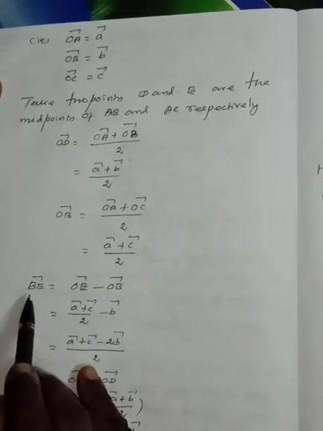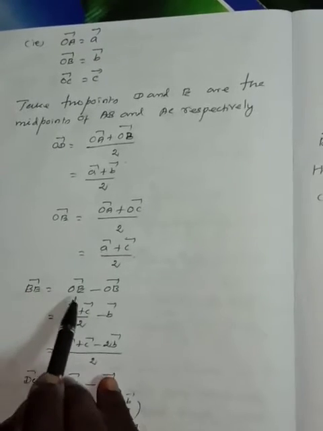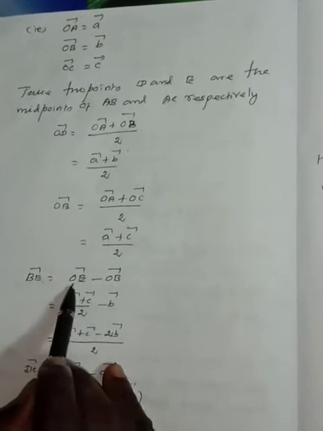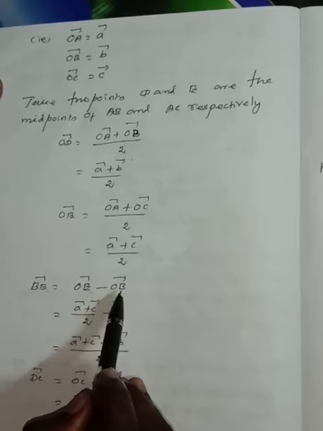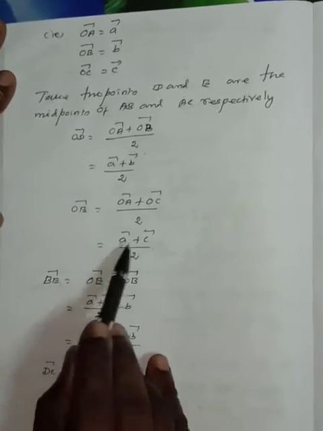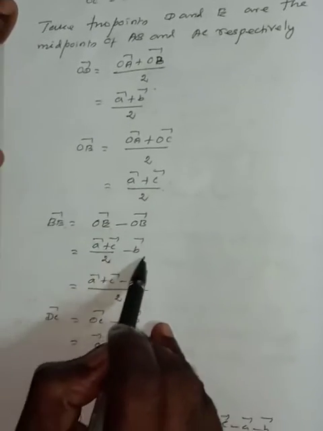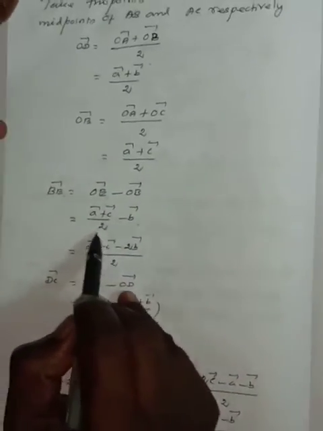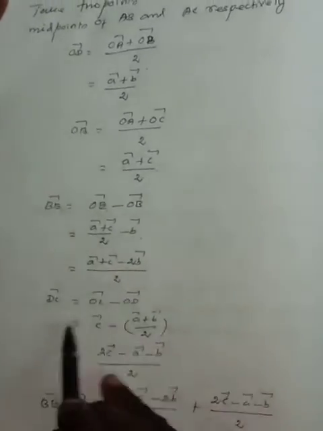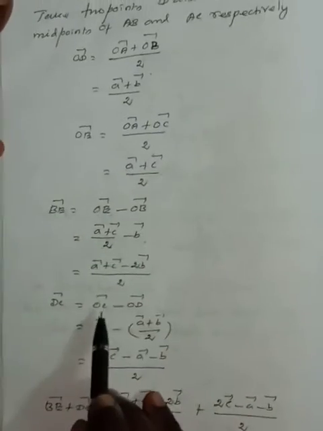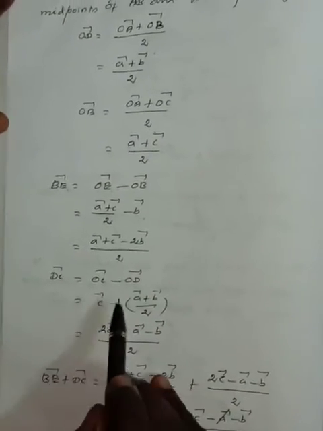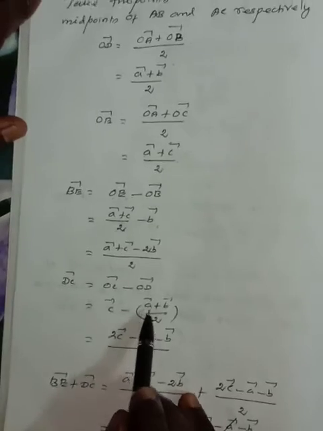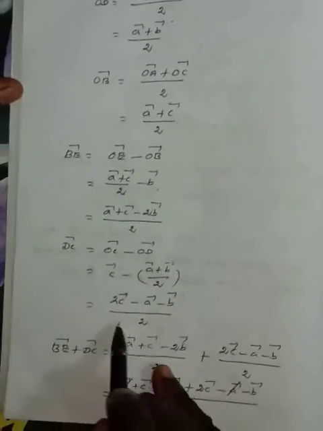Now BE vector is equal to OE vector minus OB vector. OE vector is (A vector plus C vector) divided by 2 minus B vector. Now take LCM, we get (A vector plus C vector minus 2B vector) whole divided by 2. DC vector is equal to OC vector minus OD vector, which is C vector minus (A vector plus B vector) divided by 2. Taking LCM, (2C vector minus A vector minus B vector) whole divided by 2.